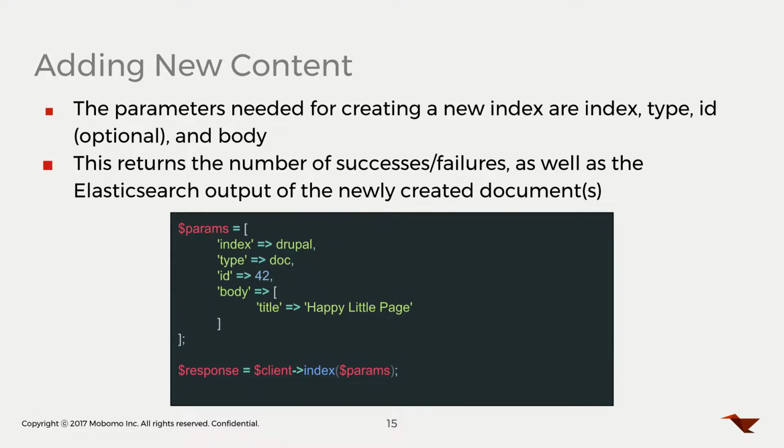So when you're adding new content, it all works very similarly. You have to pass in an index and a type. So you always have to define a type when you're creating a new document. You have to define a type each time you're adding new pieces of content to it. And then you can also specify an ID. If you don't specify an ID, Elasticsearch will figure it out for you. And then you're going to pass it a body, like before, with whatever fields you want. In this case, we're just creating a happy little page.